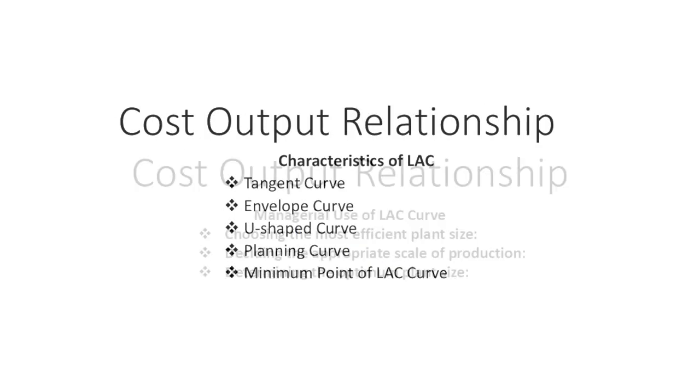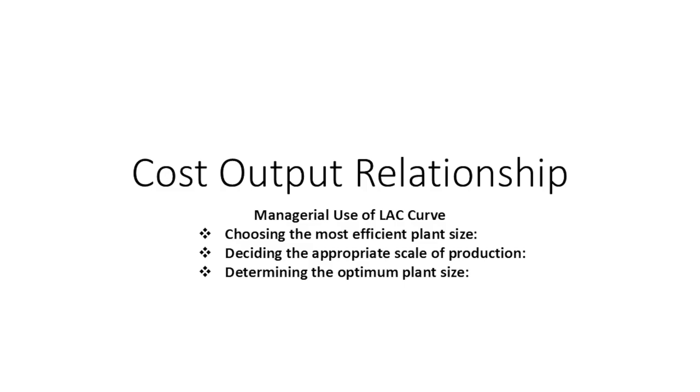Now we can see what are the managerial uses of long run average cost. First one is choosing the most efficient plant size. It will help the managers in choosing the most efficient plant size. The long run average cost curve assists the manager in selecting the most suitable plant size for a new factory, enabling production at a minimum possible average cost.